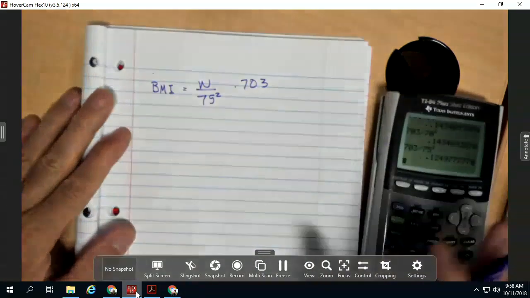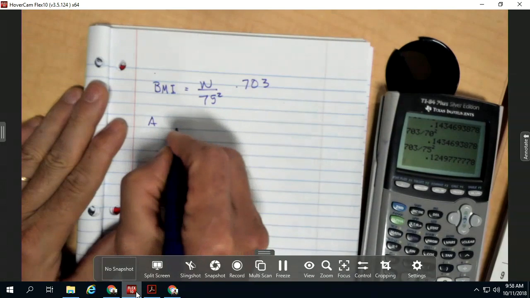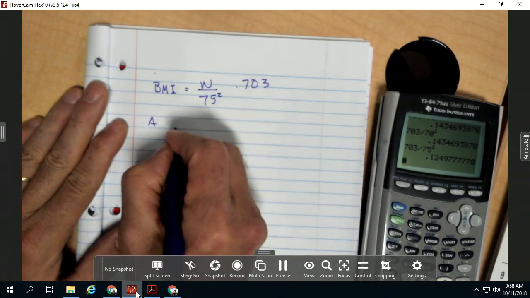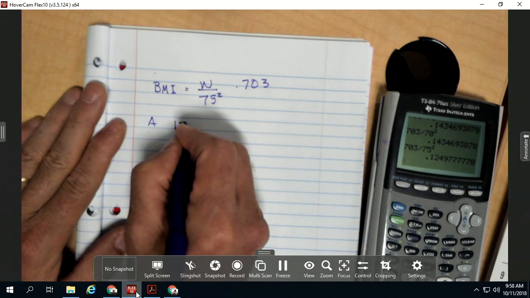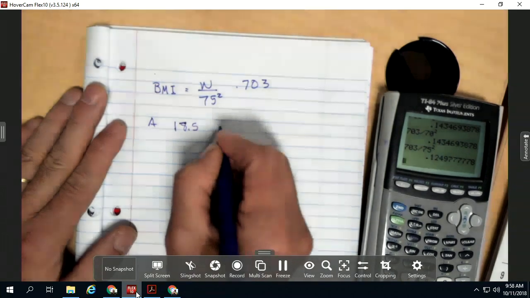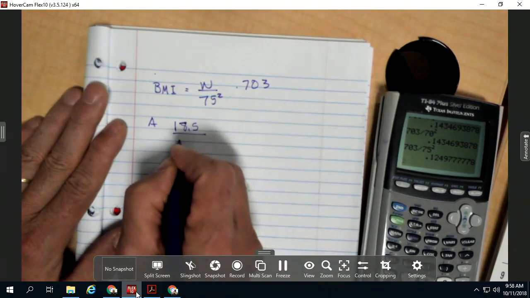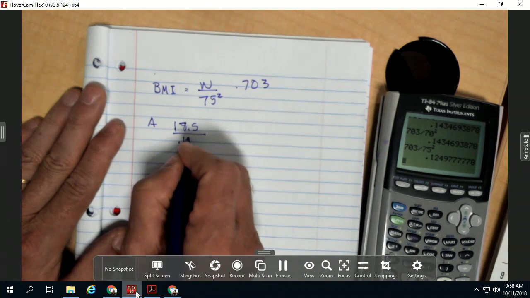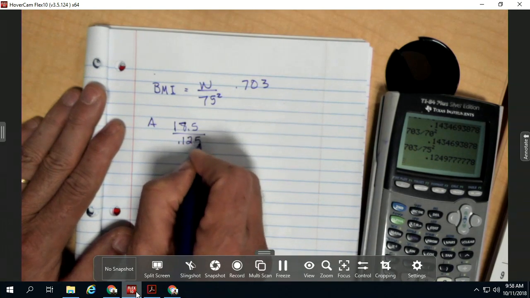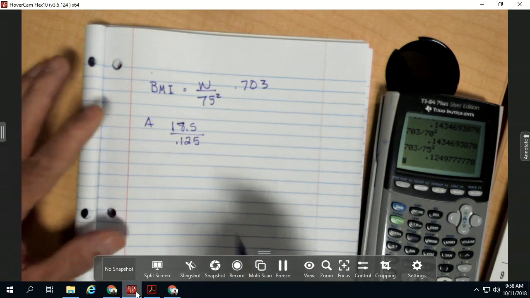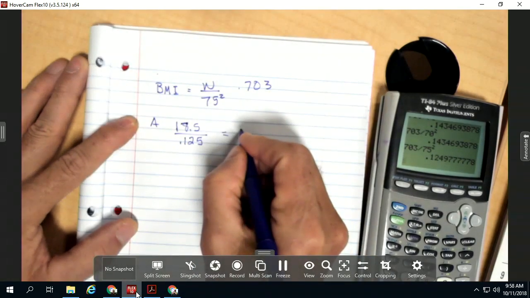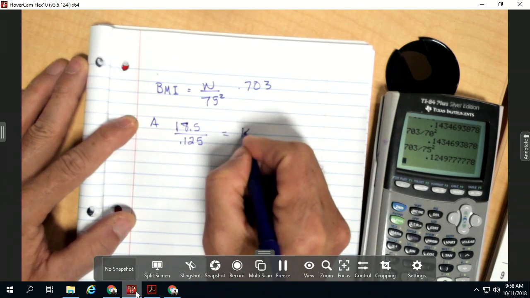So what did you do for your calculation for part A? I did 18.5, is that the BMI they're given? 18.5 divided by 0.125, right? Is that what you guys did, Keegan? Yes. And what did you get for an answer? For that one I got 148.